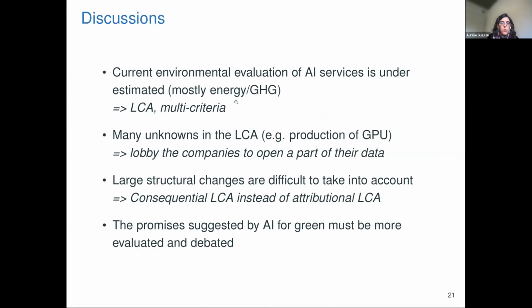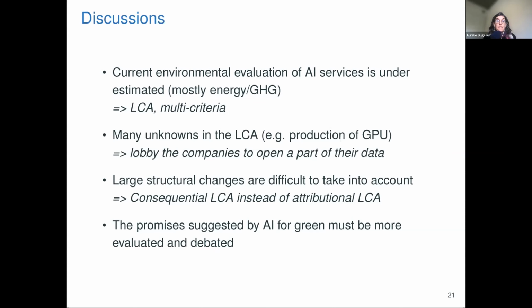So just to conclude and open some discussion maybe. What we observe is that current environmental evaluation of AI services is clearly underestimated and mostly focused on energy and greenhouse gas emissions. So we need to do LCAs, and we need to do them on multiple criteria. There are many unknowns in LCA that prevent us from doing them correctly, mostly on the production and manufacturing of GPUs. We lack a lot of data regarding the impacts of the production of the hardware.